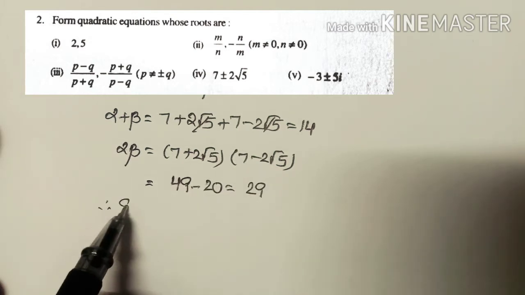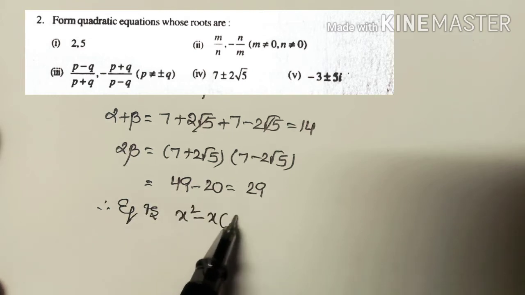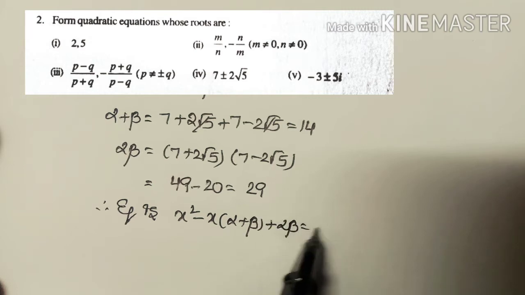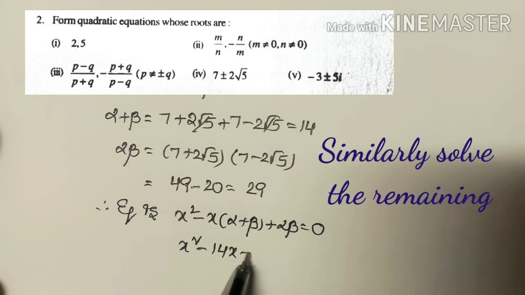Therefore the equation is, by the formula, x square minus x into alpha plus beta, plus alpha beta equals 0. That is x square minus 14x plus 29 equals 0. That's all.